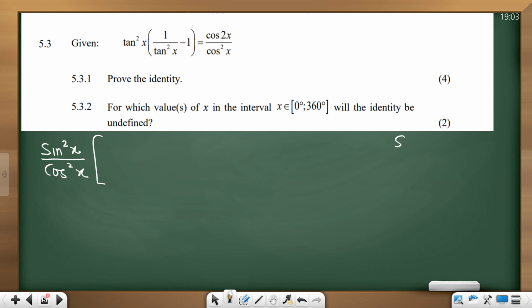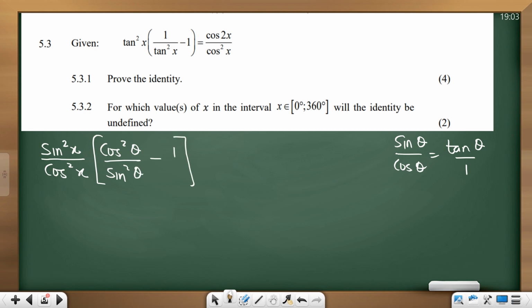Can't see what's wrong with you guys. Prelims finished you, or what? Guys, check. Tan theta over 1. So swap it. You have 1 over tan. And what does that give you? Cos over sine. And there's a squared there. For the squared, I'm already done. Cos squared theta over sine squared theta minus 1. Can we multiply in?